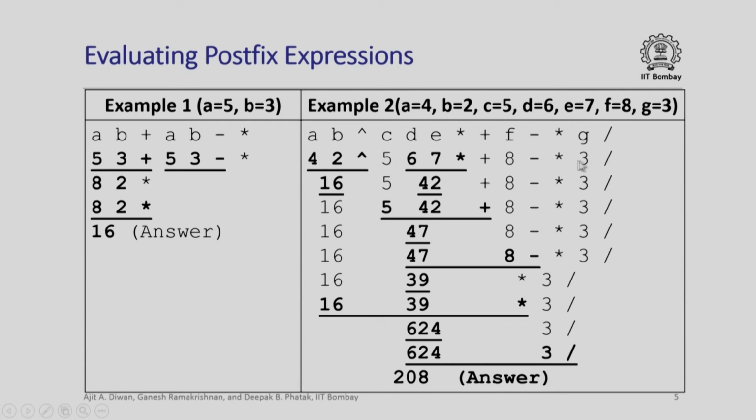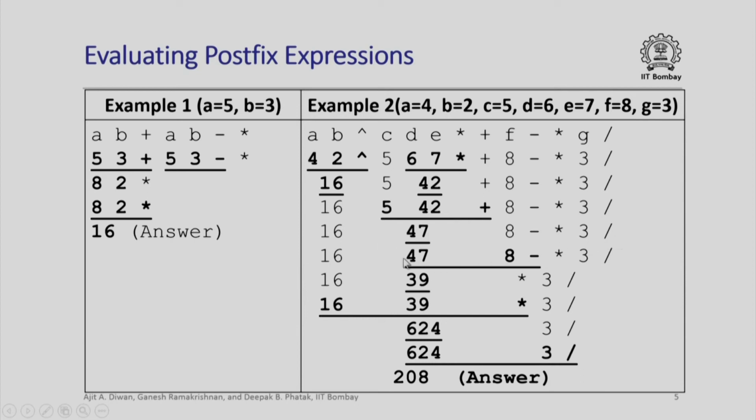In evaluating this expression, first this part will be evaluated: 4 raised to 2 will result in 16. Then you have 5, 6, 7 star; 6, 7 star will be evaluated next, and you will get 42. The entire expression now reduces to this part. Notice that in this part 5, 42 plus is a valid combination of operands and operator, so this will result in 47. Now I have this resulting expression.